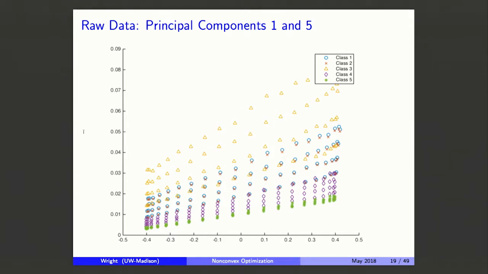But the problem with that is that very often the classes are very mixed together. So this is the raw data, the first two principal components of the raw data for 5 different classes, and you can see they tend to blend into each other. We tried a bunch of pairs of principal components, and it was very hard to separate several of these classes, although the green and the purple seem reasonably well separated there.